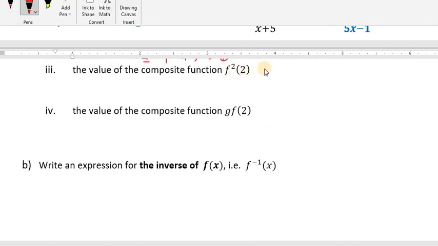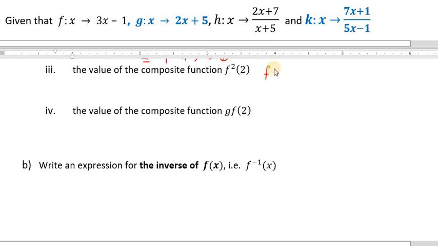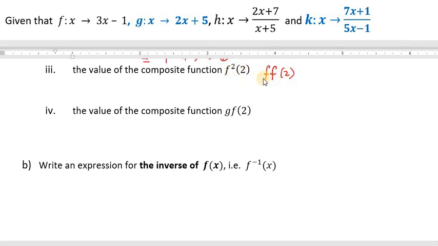f squared of 2 is f of f of 2, that's where the squared comes from. So f squared really simply means f of f. It doesn't mean we're squaring anything. Given that's what it means, we can translate this a little better. We can say it means f of the solution to f of 2.